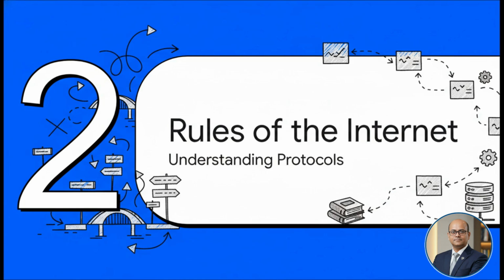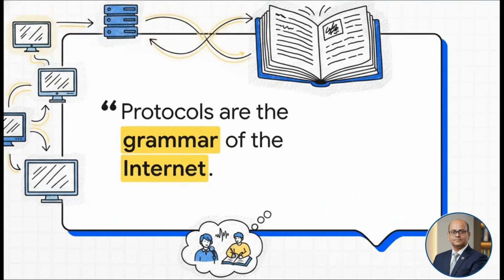Now, if there are so many roads and so many cars of information, what do we need? We need traffic rules, correct? Otherwise, there will be accidents and chaos. The internet also has rules. These rules are called protocols. Kindly note this point. This is a very nice way to remember it. Protocols are the grammar of the internet. In English class, we learn grammar to make correct sentences so everyone can understand. In the same way, computers use protocols to understand each other.